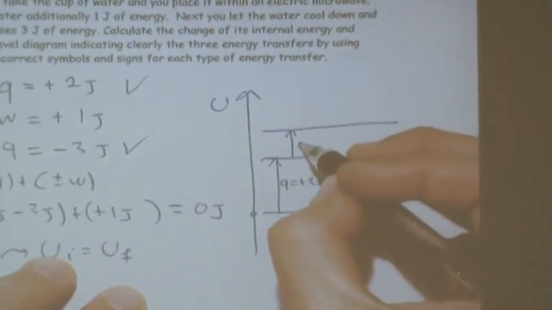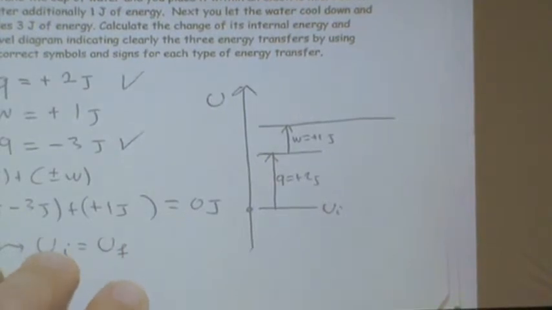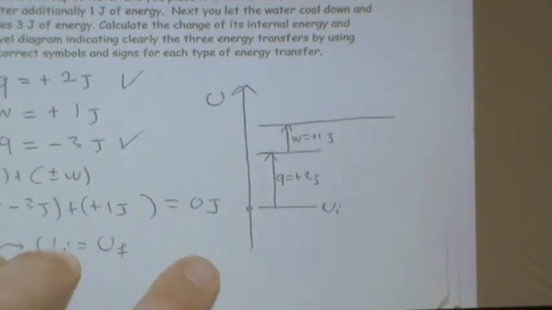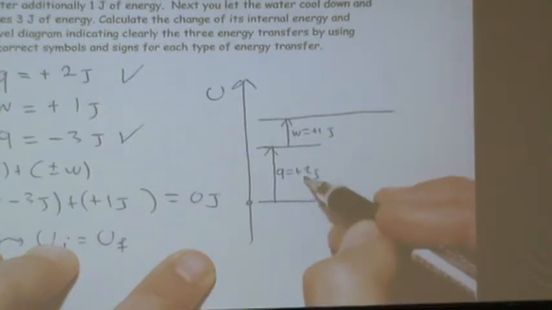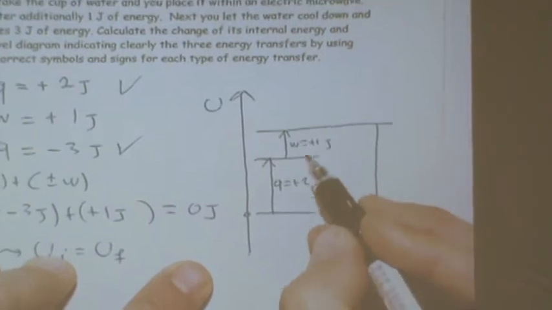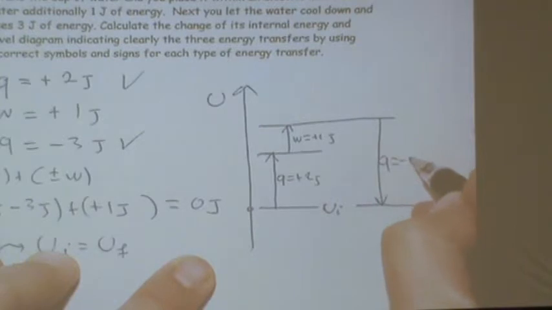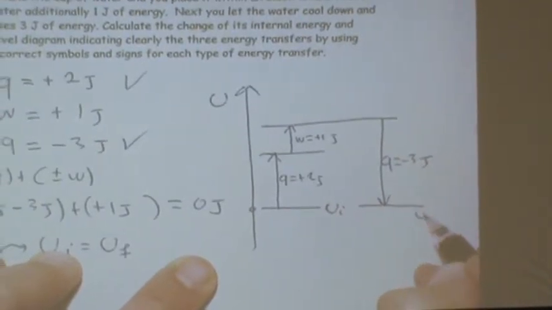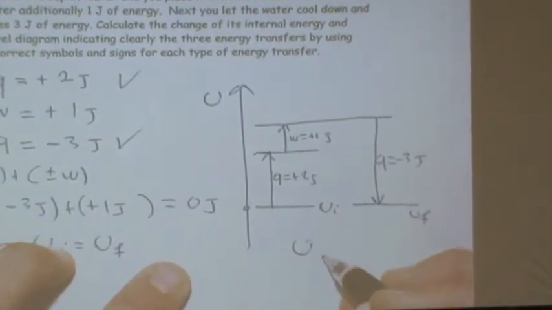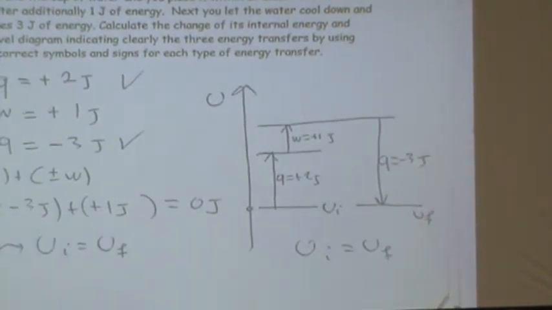It doesn't go down, and it's work. Plus 1 joule. And then what do I do? I take energy out in the form of heat, so it's going to go down. How much? 3. So this is 2 plus 1, 3, and it goes down 3, because it's minus in the form of heat, then we'll go to the same level, U final. Because we know U initial is equal to U final. You can see it. Pretty easy, right? So, energy level is not that hard, is it? No. Okay.